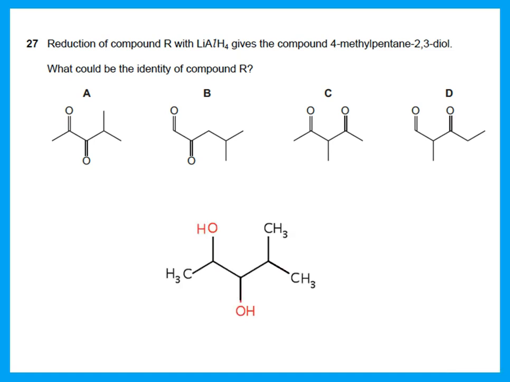Well, let's look at what compound this is. 4-methyl pentane-2,3-diol. So this is the compound that you will have. Now, what compound, when it is reduced with lithium aluminium hydride, will form this? Well, you can see that it is A. Okay.